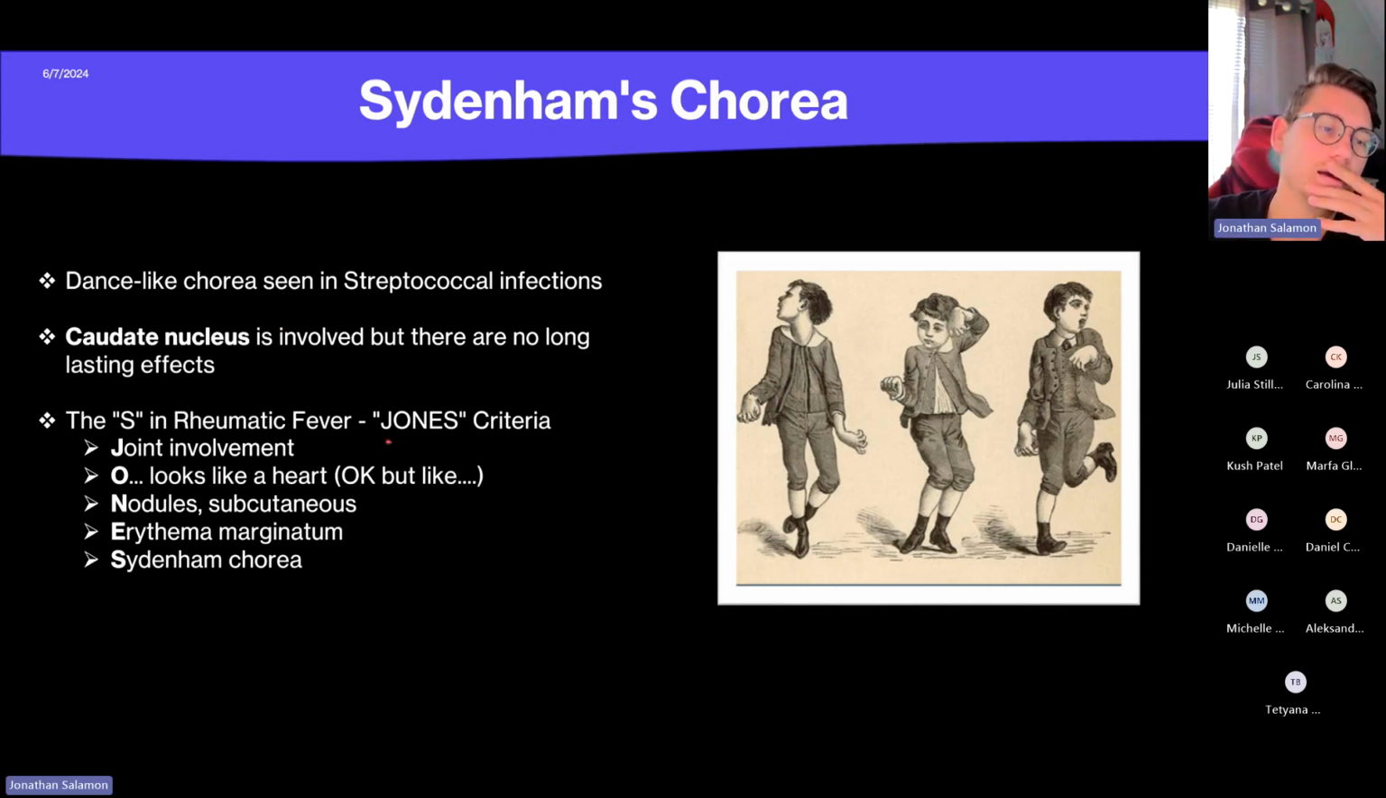Symptoms: chorea. This is the weird dancing that kids do when they have rheumatic fever. It's part of Jones criteria. It is the S in Jones criteria. Don't forget that rheumatic fever exists.